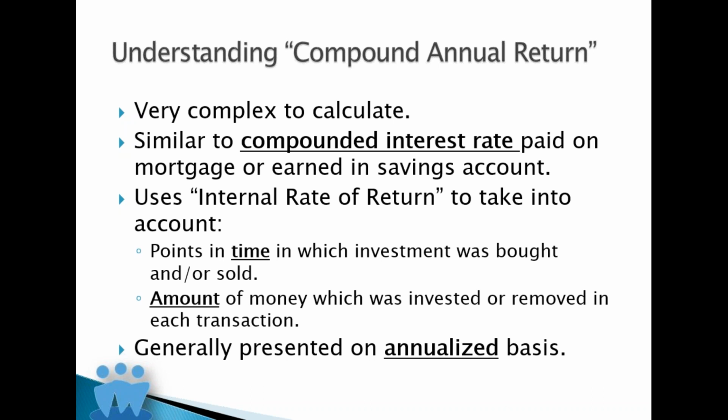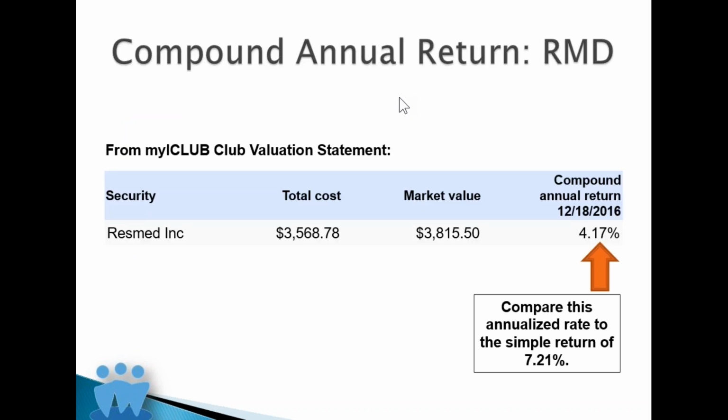So the compound annual rate of return for our ResMed, again based on that same illustration: the total cost, the total investment into the security, was $3,568.78. The market value as of the time of the report was $3,815.50, and the compound annual rate of return for all of the shares owned was 4.17%. So on an annualized basis, the shares were growing in value just over 4% a year. And the simple rate of return, remember, was 7.2%.